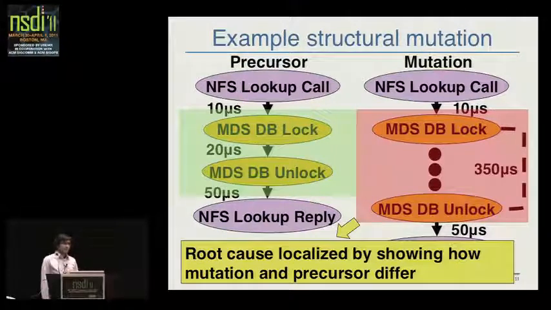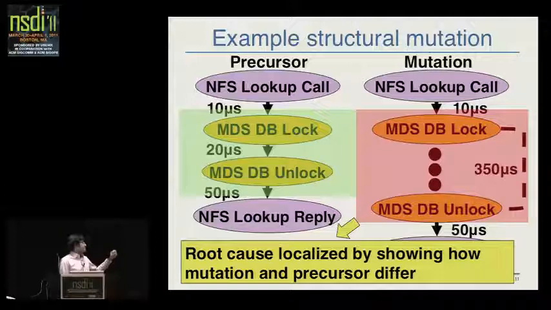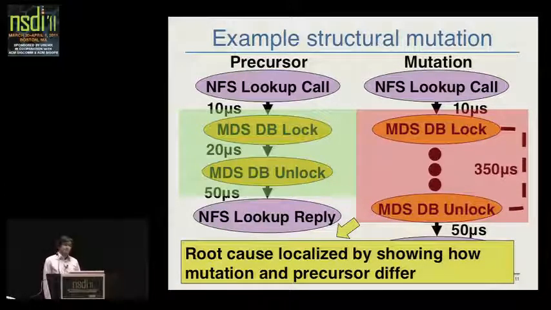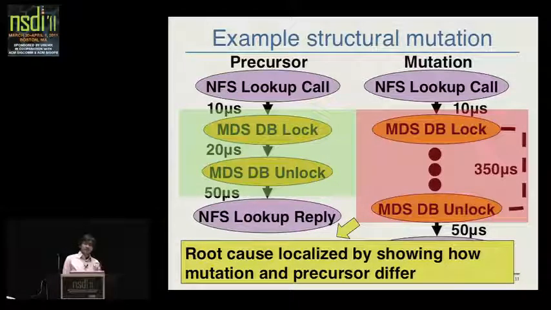Here's an example of a structural mutation category. You see the mutation on the right-hand side, and you see that these are requests from the metadata prefetching problem that access the database lock many more times. And you see its corresponding precursor, the path of that request during the non-problem period before prefetching was enabled, where the database lock was accessed many fewer times. So once again, a root cause of structural mutations is localized by showing how the mutation and the precursor differ.